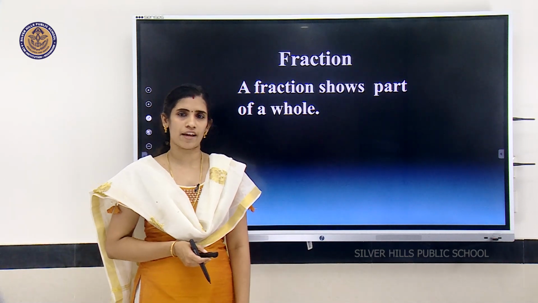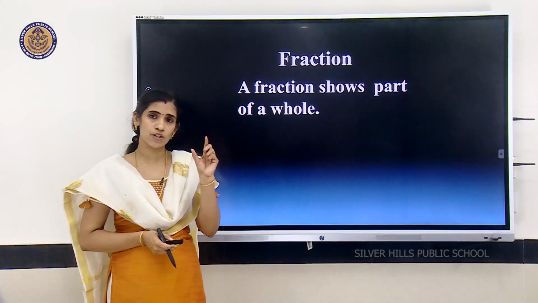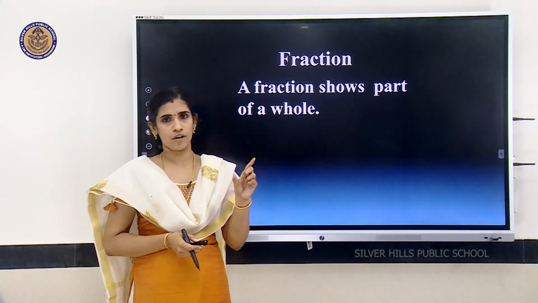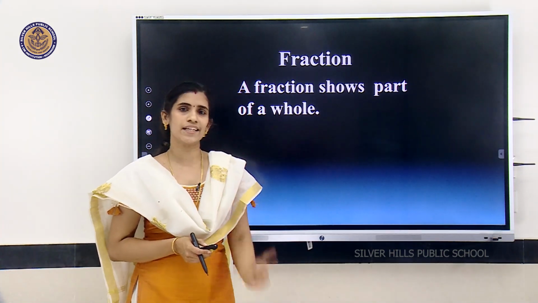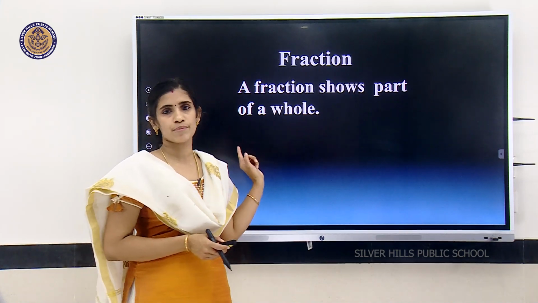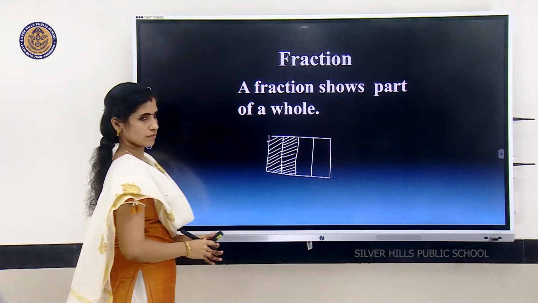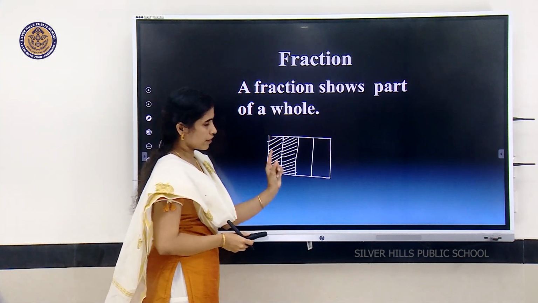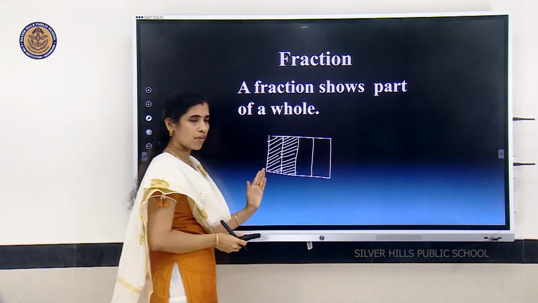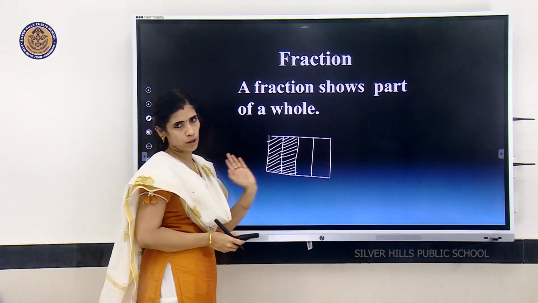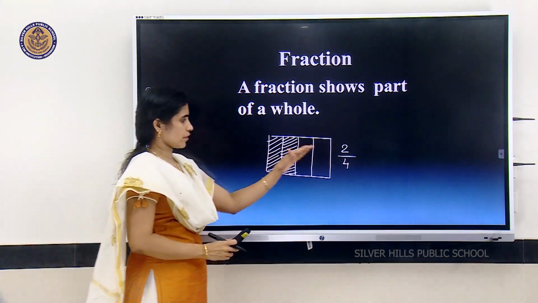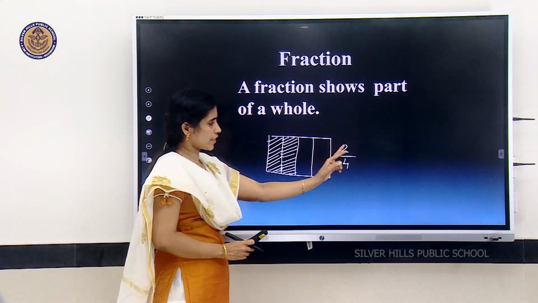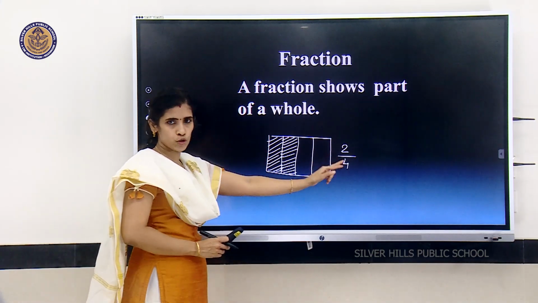What do you mean by a fraction? A fraction shows a part of a whole. To make it clear, I will explain the concept with an example. Listen children, here one rectangle is there. We divide this rectangle into 4 equal parts and take 2 pieces, 2 by 4. Out of 4 pieces, we take only 2, that is 2 by 4.